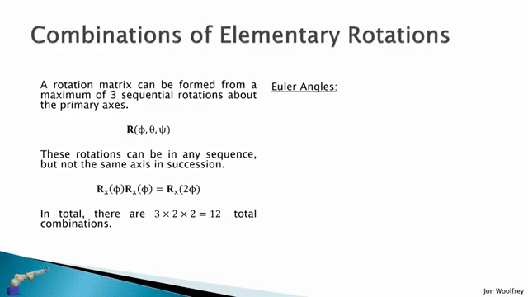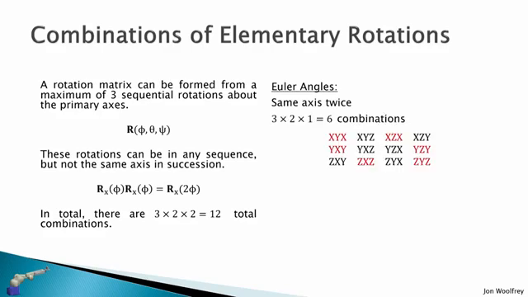So the first group are called Euler angles, and this is when we rotate about the same axis twice. And there will be 6 combinations of these. So the rotation sequences highlighted in red are the Euler angles, and you'll notice that the first and last of each of these is about the same axis. So we have xyx, xzx, yxy, yzy, and so forth. So the first and last rotation about the same axis.